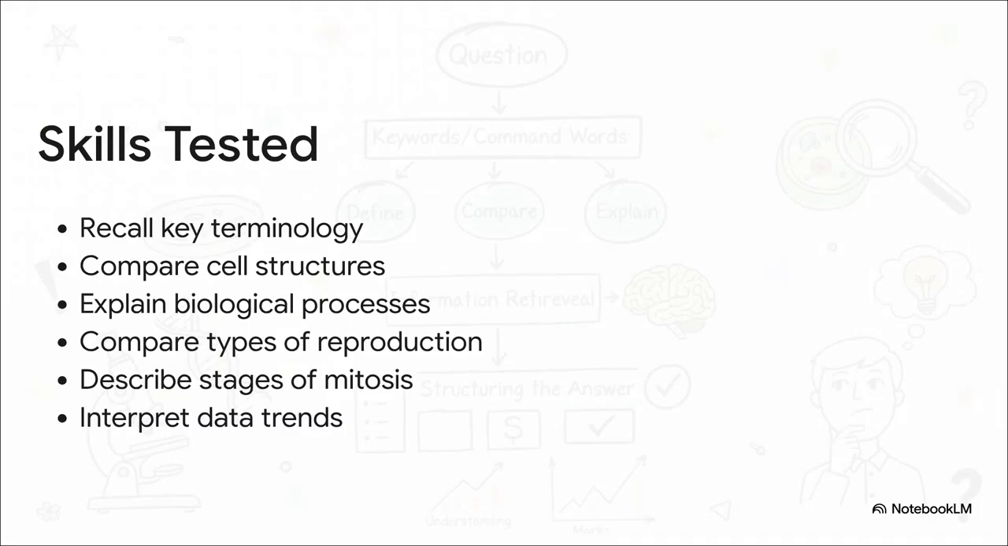Think about it. This one question tested a massive range of skills. You had to recall a key definition, compare different cells, explain a chain of events, contrast types of reproduction, describe a process, and interpret data. Realizing that exams test these skills is absolutely crucial for preparing effectively.